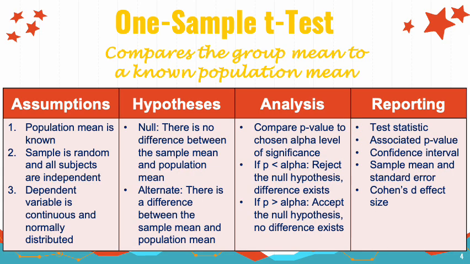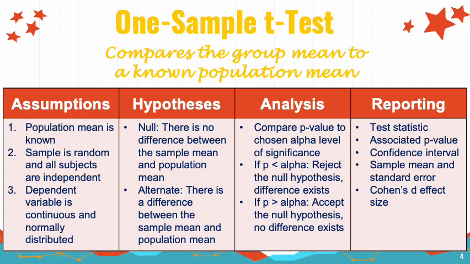For a one sample t-test, the null hypothesis would generally say there is no difference between the sample mean and the population mean. The alternate hypothesis would generally say there is a difference between the sample mean and the population mean. As with all tests of statistical analysis, you would use software such as Microsoft Excel or IBM SPSS to compute the test statistic for the one sample t-test and the associated p-value.